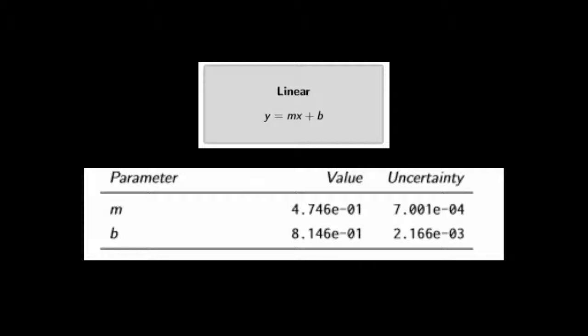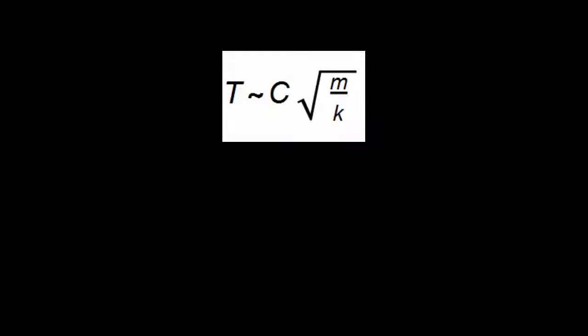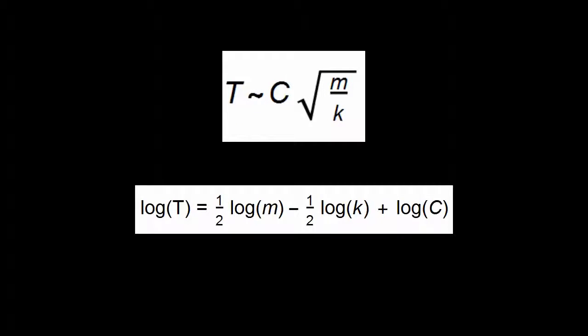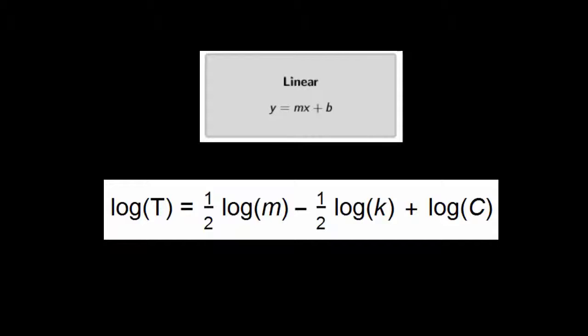Let's think about how we would expect the time to relate to the mass. Dimensional analysis gives us a time that is proportional to the square root of m over k times some constant c. When we take the log of both sides, we end up with this equation. We compare this equation to our linear fit equation. Log of t is comparable to y, log of m is comparable to x, and negative 1/2 log of k plus log of c is comparable to our constant b.